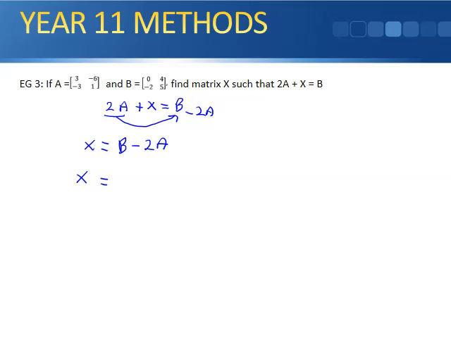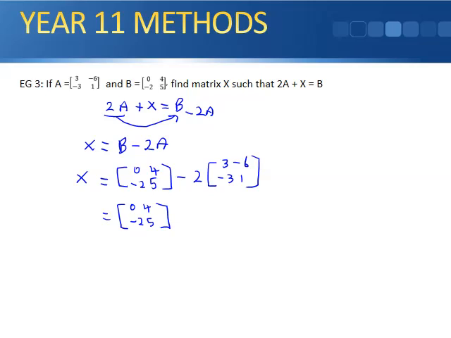Now, fill it in. Matrix B, 0, 4, negative 2, and 5. Minus 2 times matrix A. Matrix A is 3, negative 6, negative 3, and 1. I'll leave this first matrix because I need to multiply the second matrix by, I can do 2 or negative 2. I'm just going to do it by positive 2, which means I get 6, minus 12, minus 6, and 2. And now I'll take the negative into consideration.